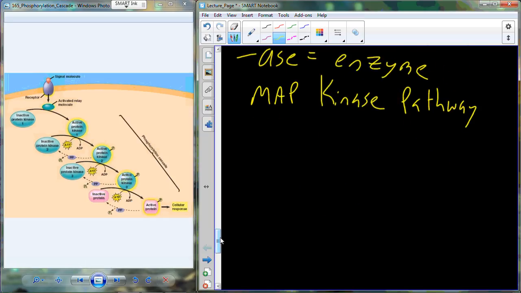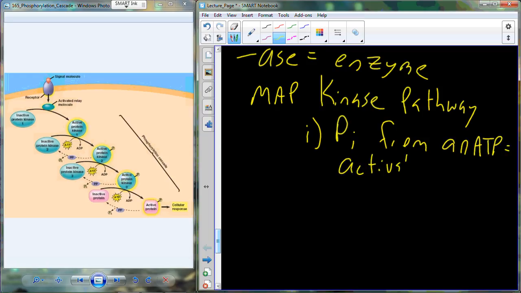All right, so on our phosphorylation cascade, the inorganic phosphate from an ATP molecule is going to be used in that activation process. So I spend ATP to liberate that phosphate to attach it to an inactive protein kinase, so that inactive protein kinase becomes an active protein kinase.